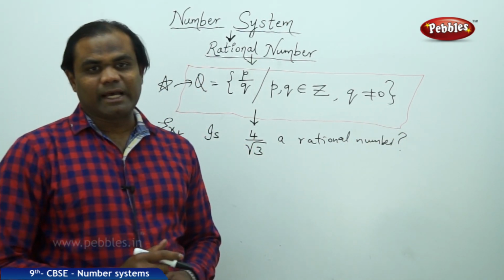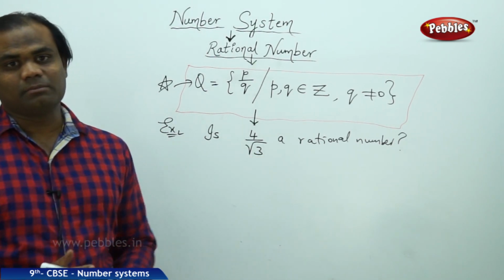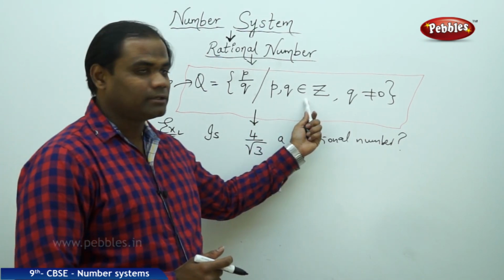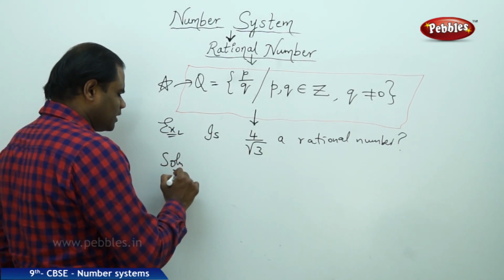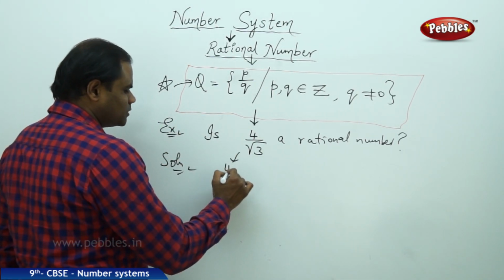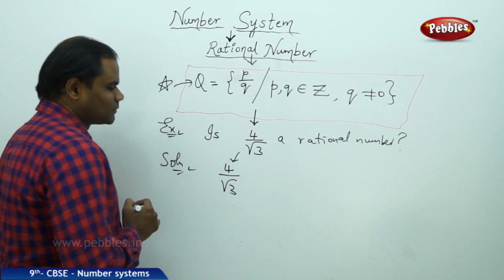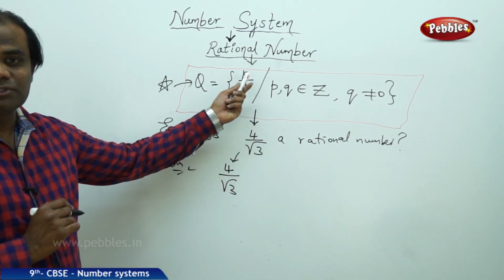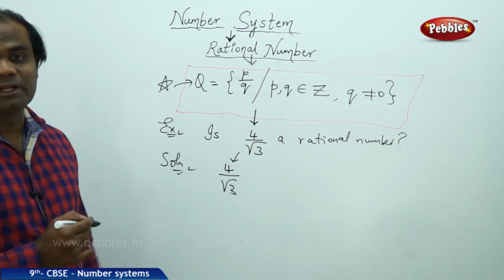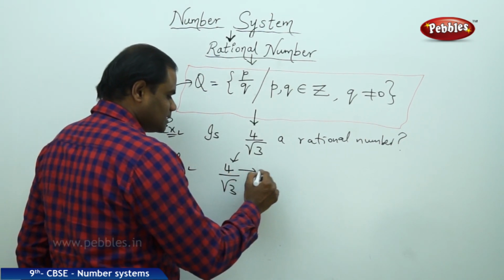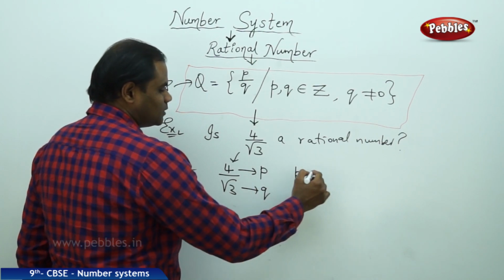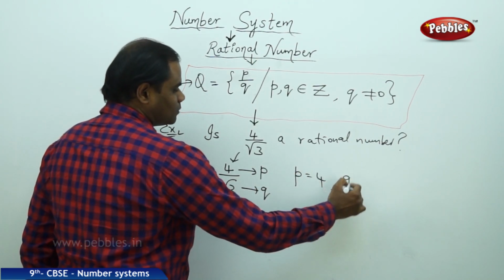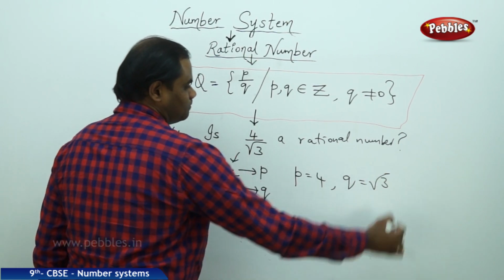In order to identify this as a rational number, I have to pass through the two tests, test 1 and test 2. So coming to the number, let me pick the number 4 over root 3 and identify each of P and Q from the given number. Clearly I see my P is 4 and Q is root 3.